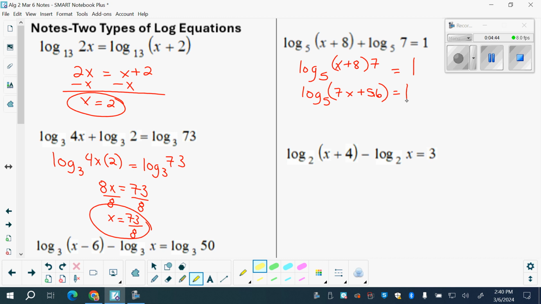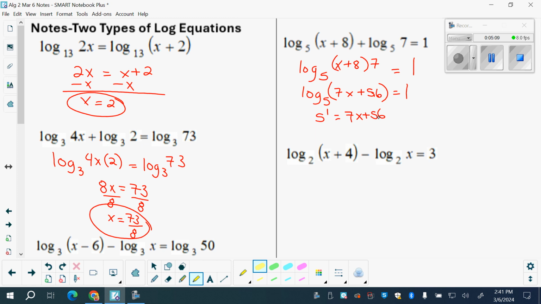Okay, so how might I solve it from here? Because I only have one log. Very good. Make it into exponential form. So my base is 5. What's my exponent? 1. And that's equal to 7x plus 56. And then I solve that.